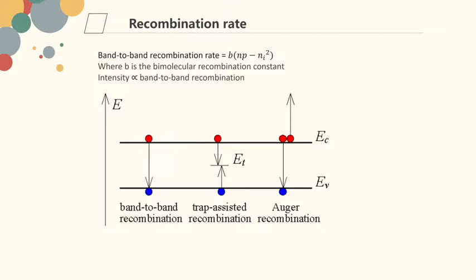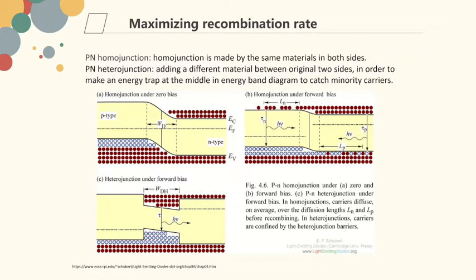As a result, only when the density of electrons and holes exceeds the intrinsic carrier concentration is the net recombination positive. Represented by this equation, the lighting intensity is proportional to the band-to-band recombination rate, and this rate is equal to B times the difference of np product and n_i squared. The B is the molecular recombination constant. Maximizing recombination rate is the first goal of designing an LED.